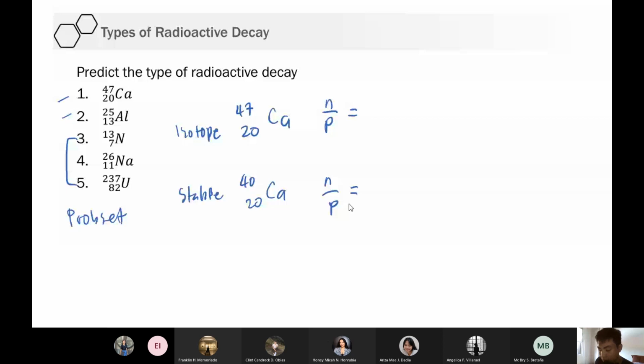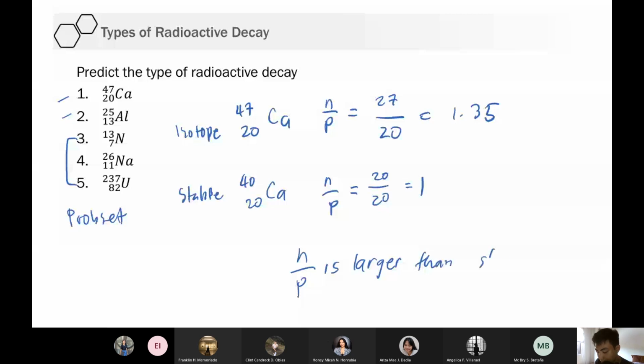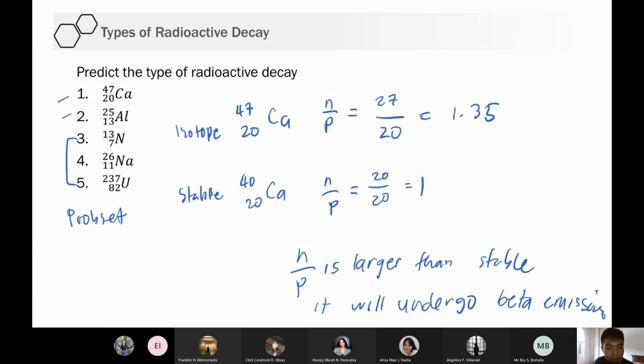Ganun agad gagawin mo. Kunin mo yung neutron to proton ratio. Proton ito, 20. Ito, 20. So, 1. Neutron ito, 27. Proton is 20. So, 27 divided by 20 is 1.35. So, as you can see, the neutron to proton ratio is large. So, ibig sabihin, it's larger than stable. So, ibig sabihin, it will undergo beta emission. Pwede rin electron capture. Okay, so it will undergo beta emission.